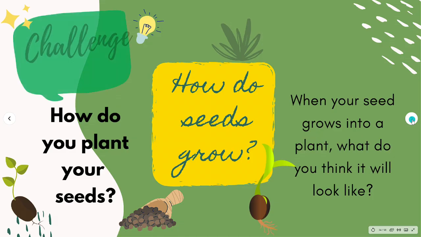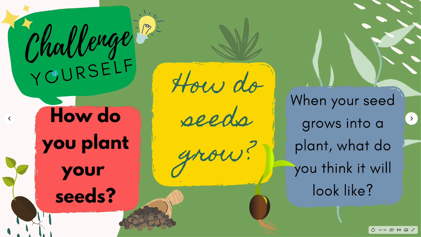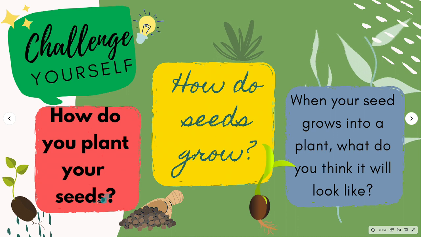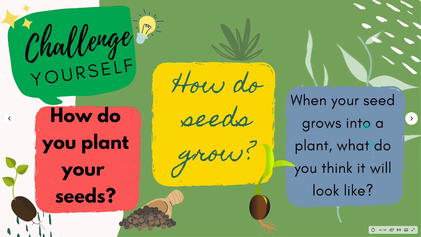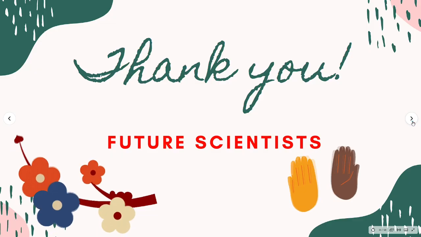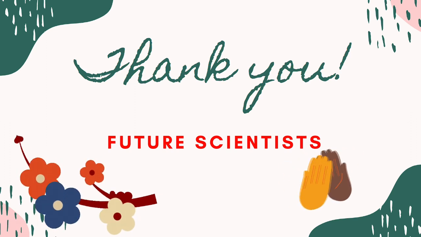Okay, now that you have learned that plants need light and water to grow, you know also about different plant seeds. Challenge yourself. How do you plant your seeds? Observe how seeds grow. When your seed grows into a plant, what do you think it will look like? Future scientists, apply what you have learned, observe, and discuss your thoughts in the class.